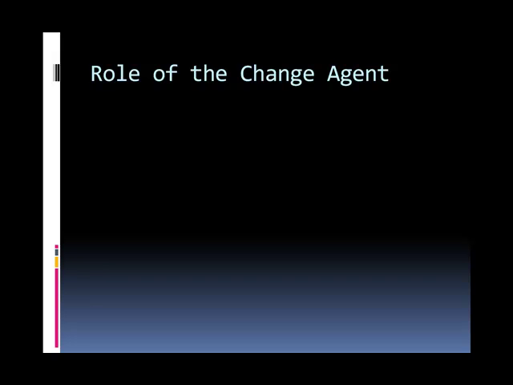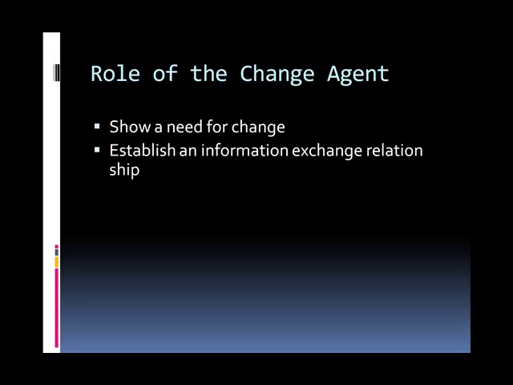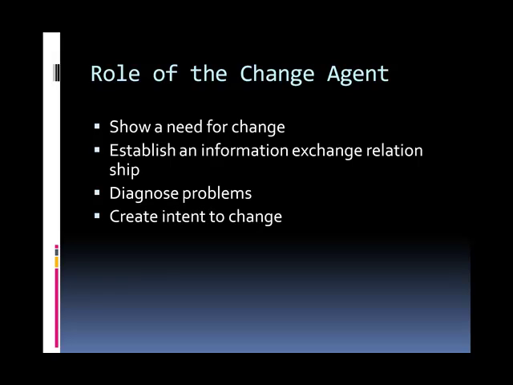This is accomplished by the ability for the change agent to show a need for change by working with opinion leaders and lead innovators on how mobile devices can aid them in instruction over the methods that they are currently using. They establish an information exchange relationship by developing a rapport with individuals using the innovation. They diagnose problems the adopters may be having with the innovation. A good empathetic relationship with the adopter is important here. They also create the intent to change.